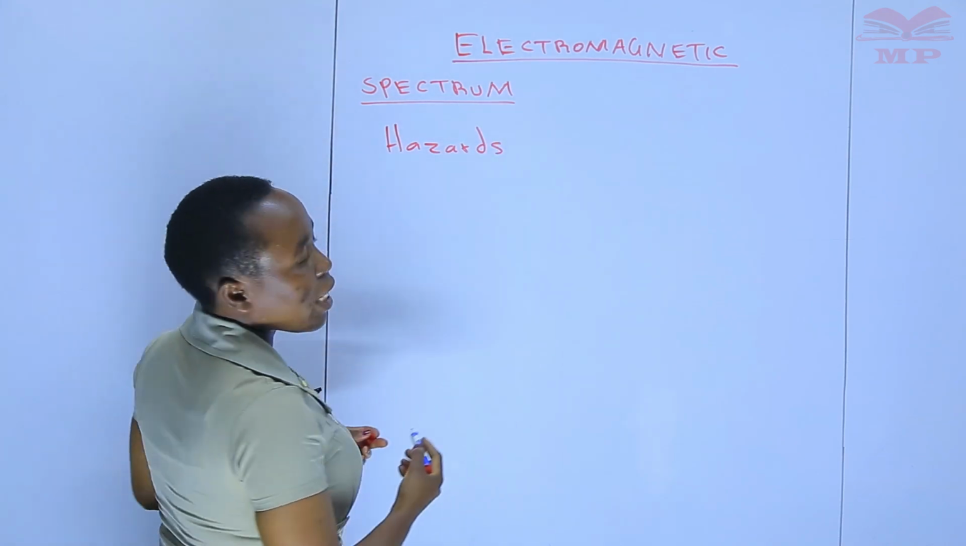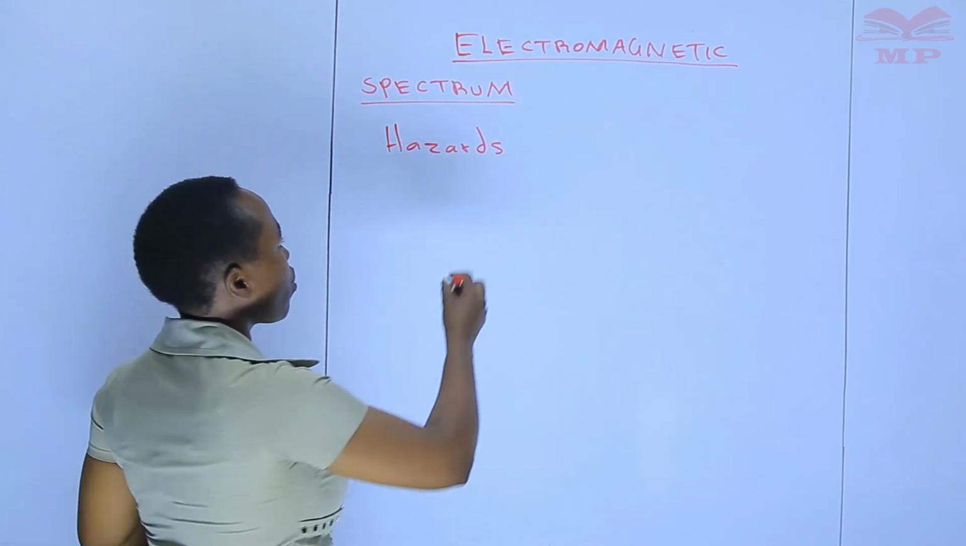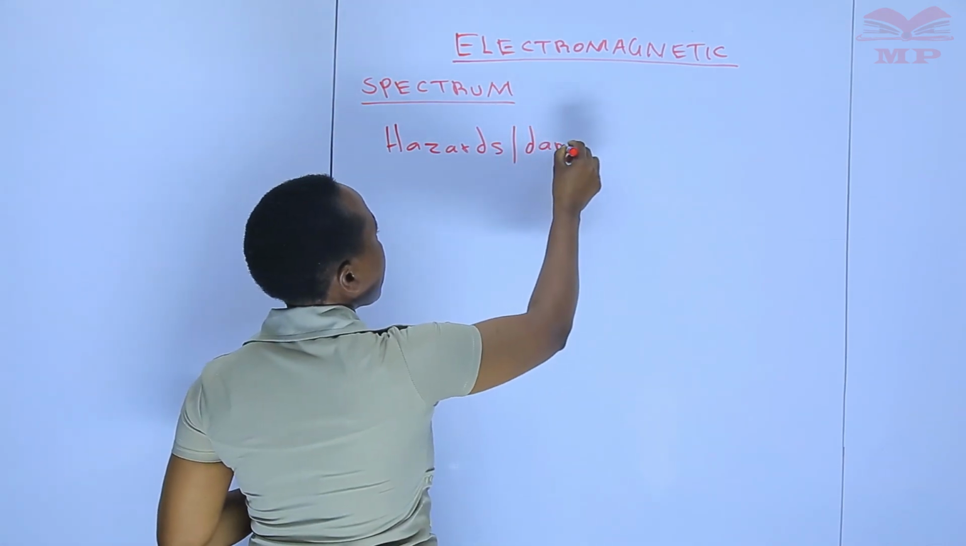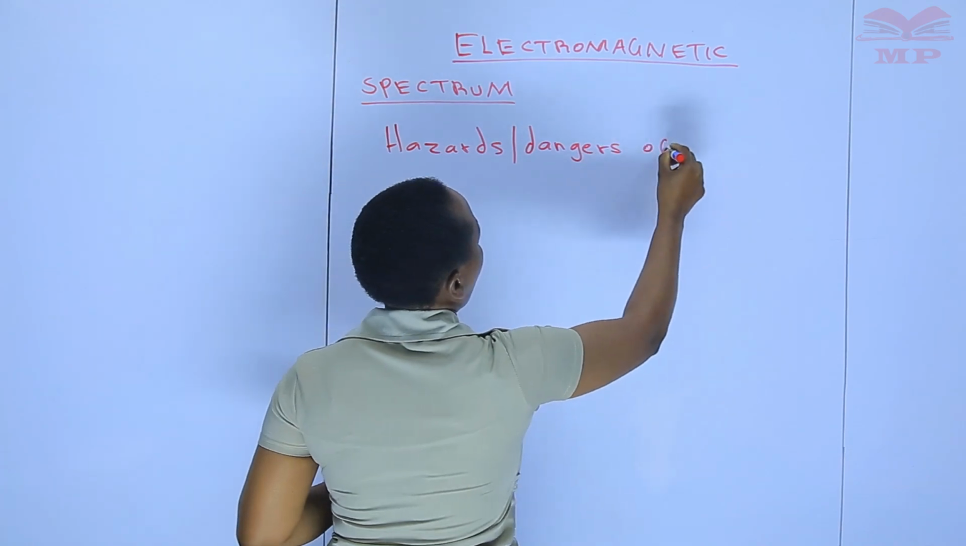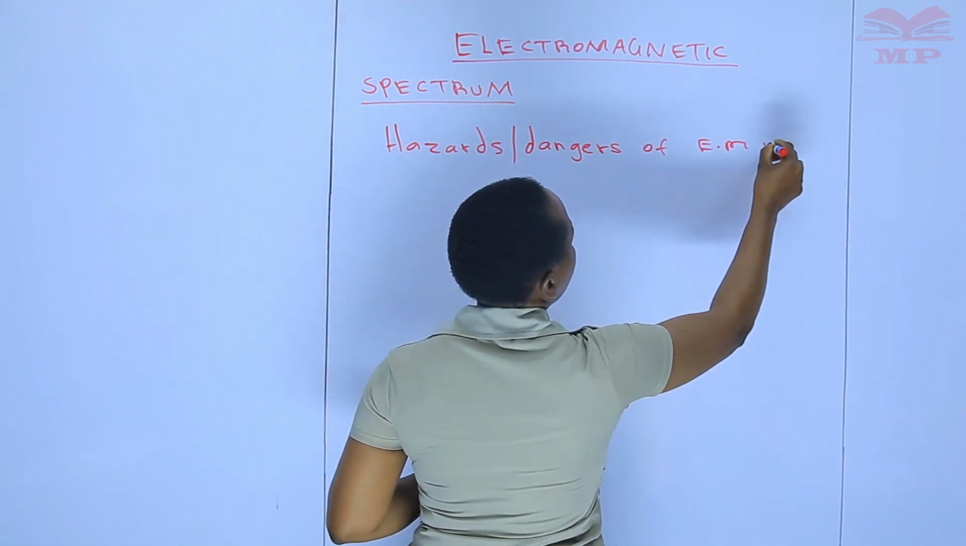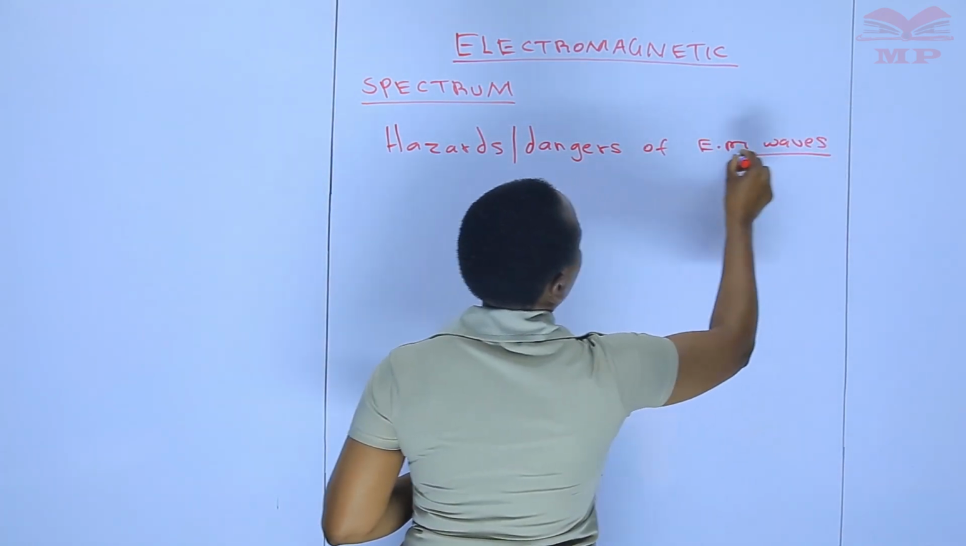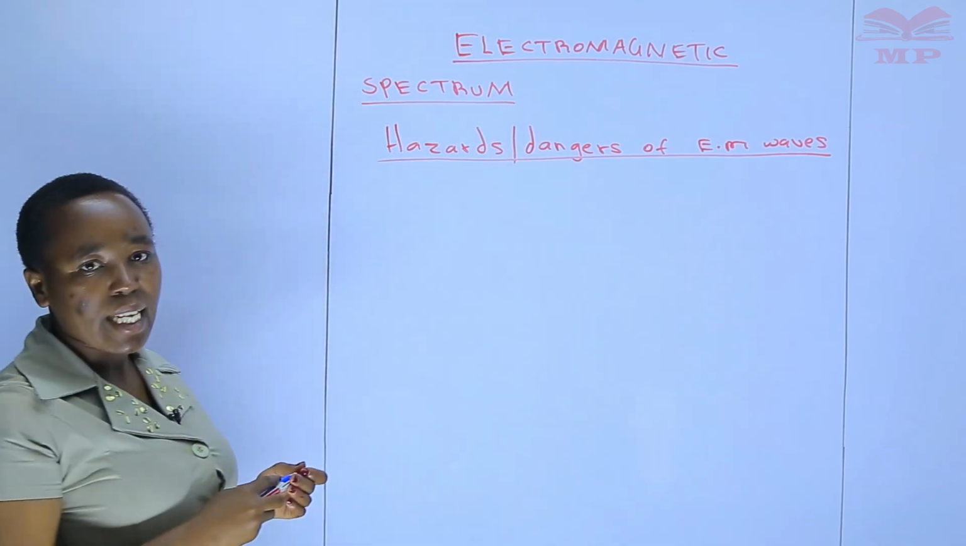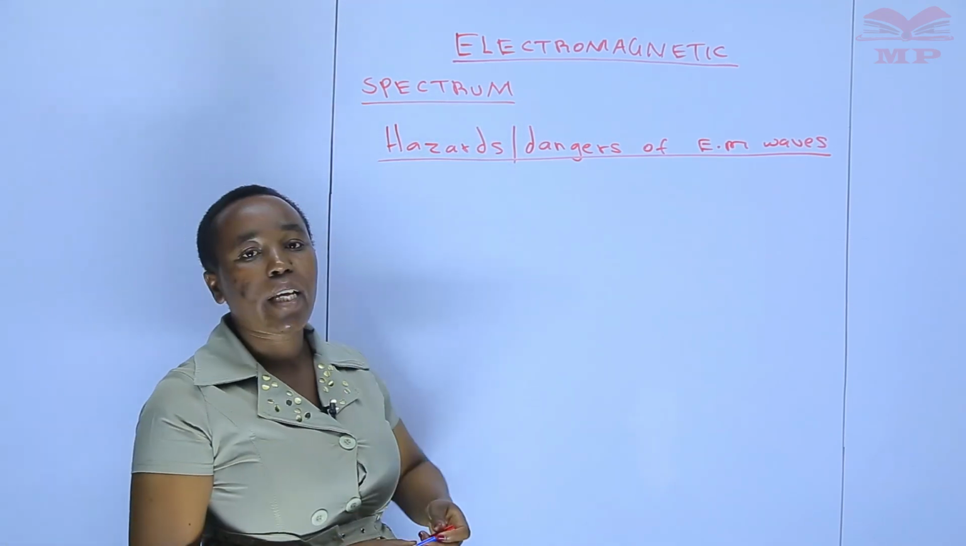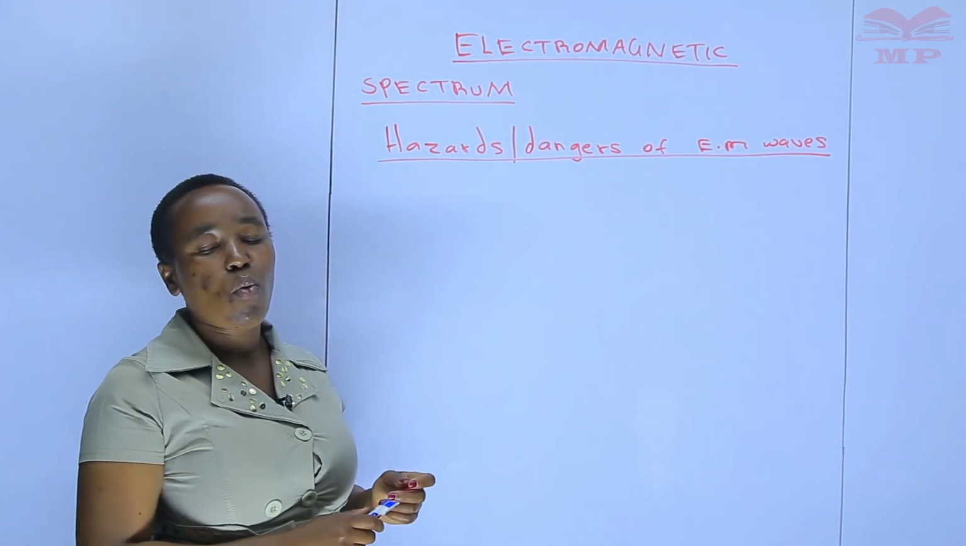of some of the electromagnetic waves. We can talk of hazards or simply the dangers of electromagnetic waves or the EM waves. The hazards or the dangers of the electromagnetic waves.